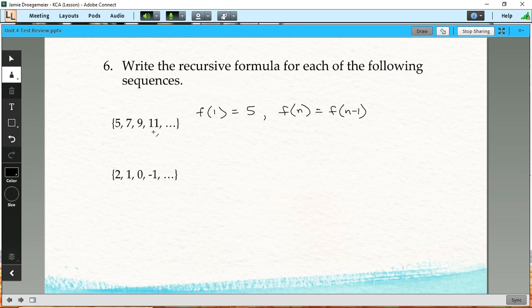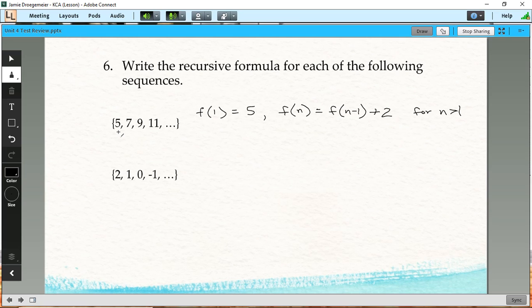And then we want to look at how our sequence is changing each time. Well, you'll notice each time we go to the next term, we're adding 2. So this is going to be plus 2. And we need to note that this is for cases when n is greater than 1. So for example, if I want to find f of 2, I start with the value for f of 1, which is 5, and add 2. F of 2 is going to be 7.